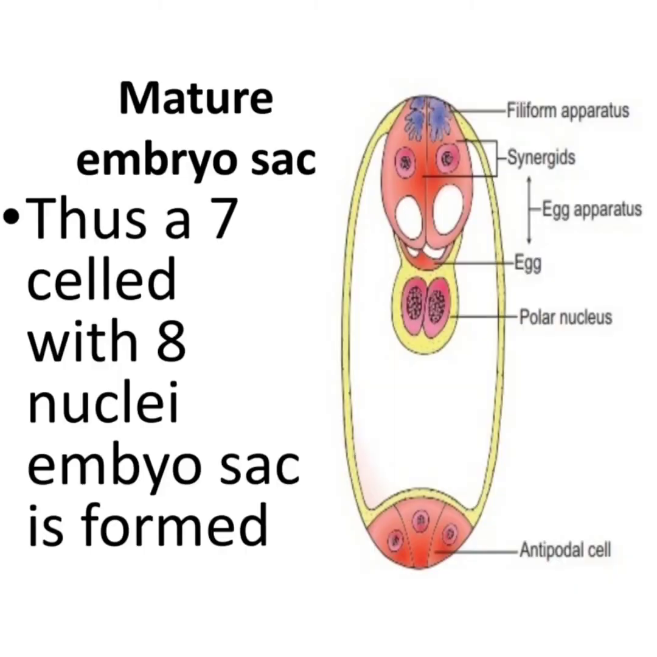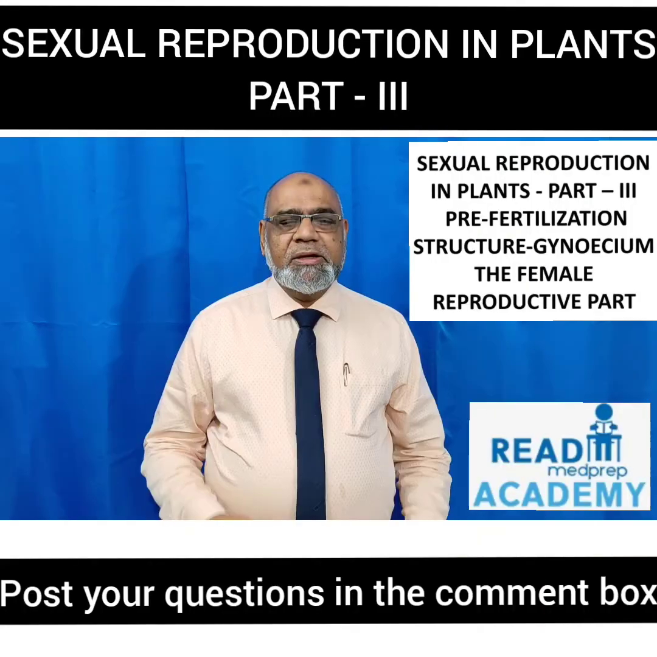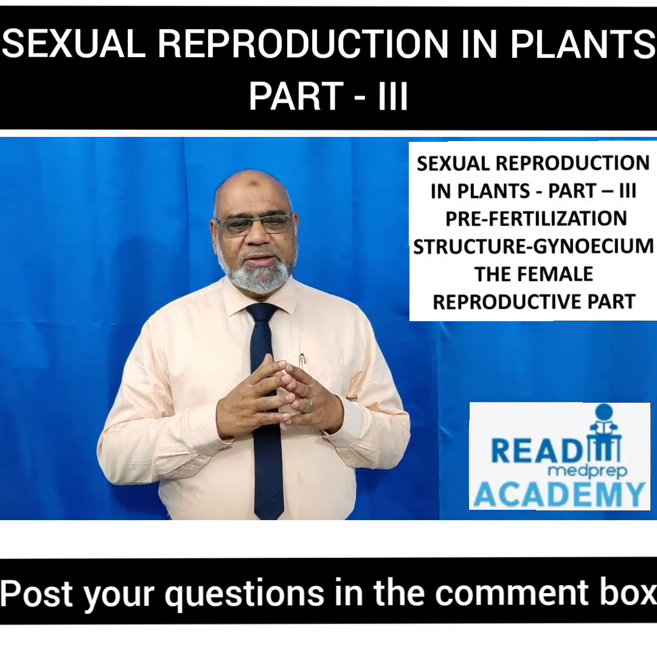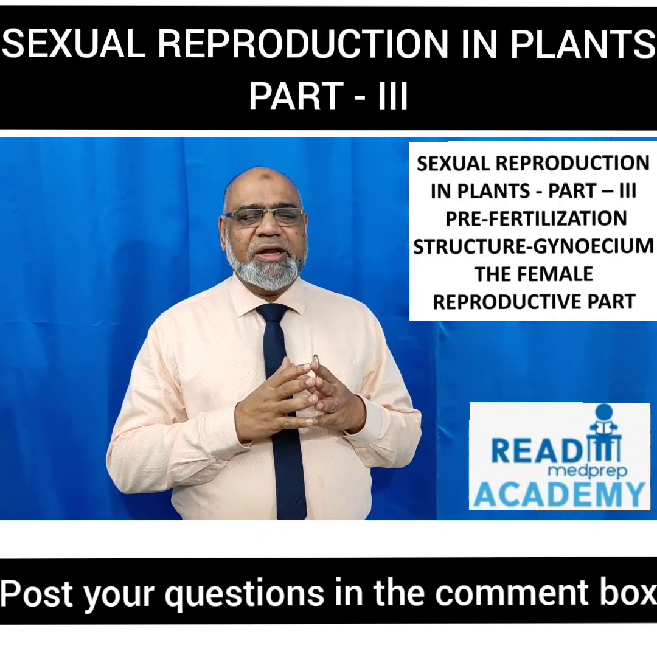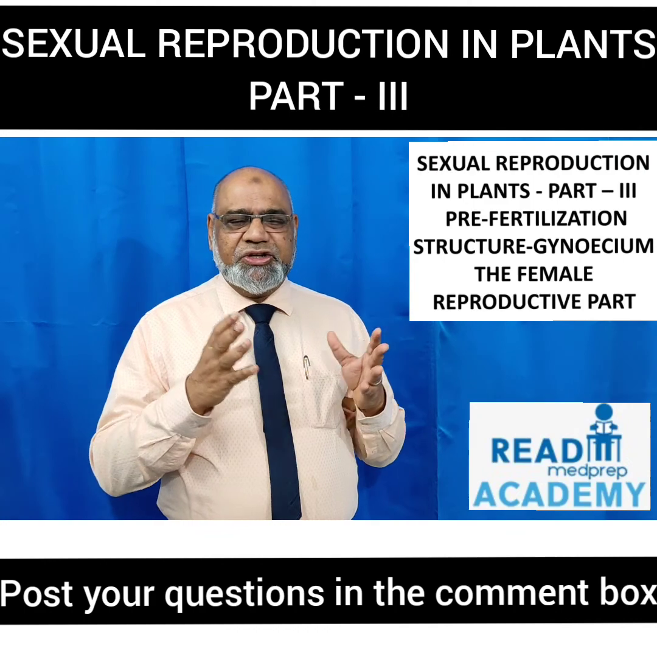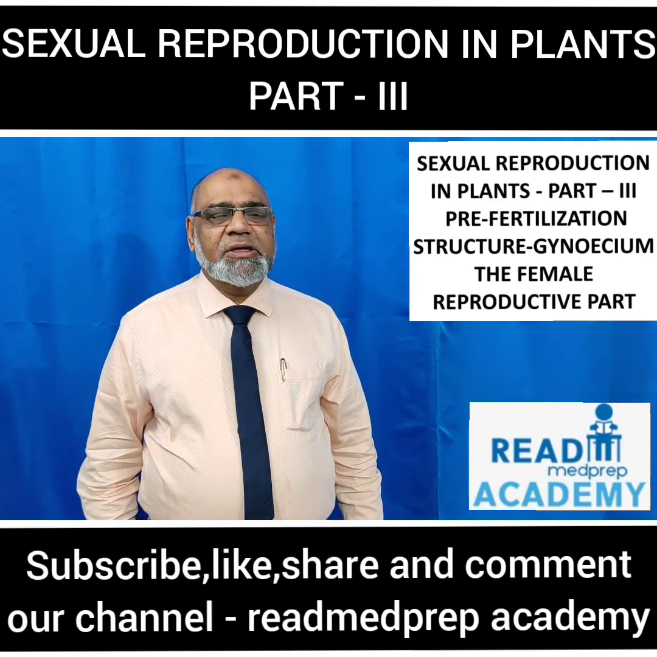Here you can see a mature embryo sac. At the micropylar end are the synergids with the filiform apparatus and an egg cell, and the central cell having the secondary nucleus formed from the polar nuclei, and at the chalazal end there are 3 cells called the antipodal cells. So the entire mature embryo sac is a 7-celled structure with 8 nuclei. So today in sexual reproduction in plants, part 3, we discussed a pre-fertilization structure, the gynoecium, which is the female reproductive part. Thank you.